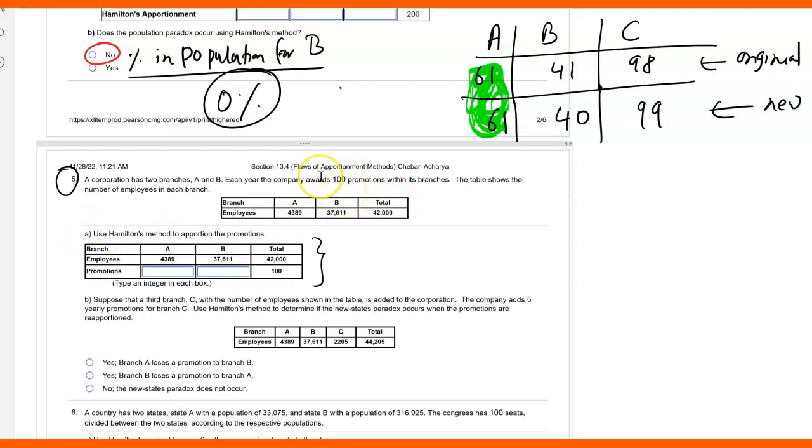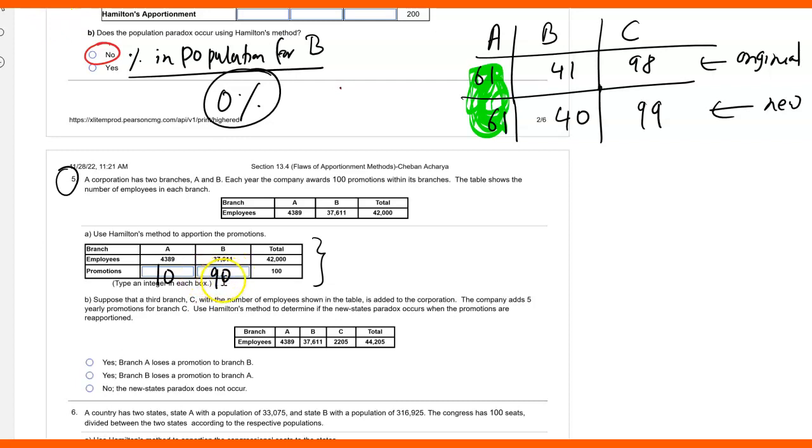Again, if you do the Hamilton using the standard divisor, you know how to find the standard divisor, because of the total population and number of quota, and you'll find that the apportionment for A using Hamilton is 10, and for B is 90. Therefore, 10 is the quota for A, or the number of promotions for A.